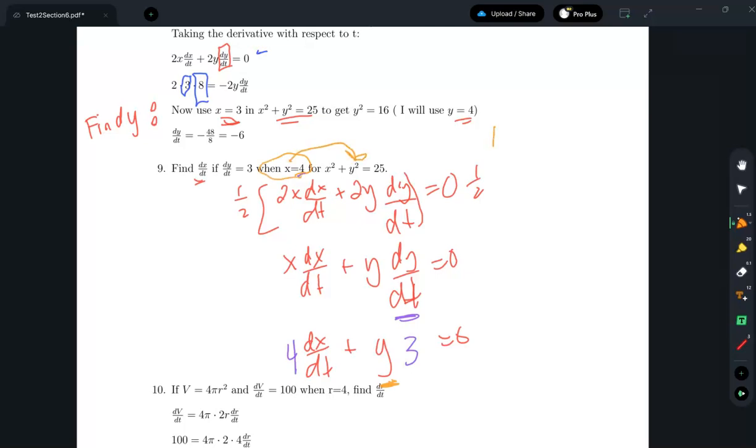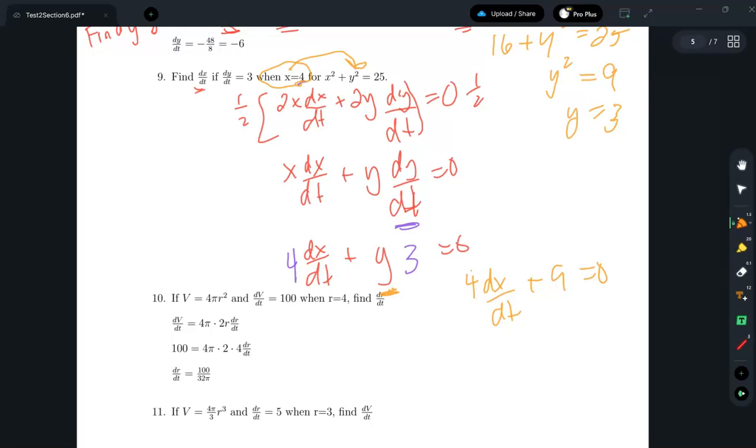So I would have 16 plus y squared is equal to 25. y squared is equal to 9, so y is equal to 3. Put the y is equal to 3 in there. So I'd have 4 dx over dt plus 9 is 0. And then I would get dx over dt is -9 over 4.